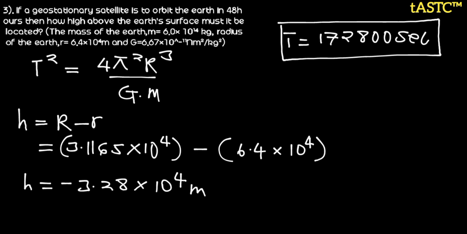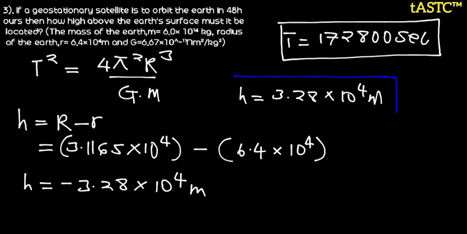Now, because the height is never going to be negative, you're just going to put this as a positive. So we're going to say that h is a positive equivalent of that answer. And so that will be 3.28 multiplied by 10 raised to the 4th meters. So that is the answer to the question. The height above the ground where the geostationary satellite is to be will be 3.28 multiplied by 10 to the 4th meters.